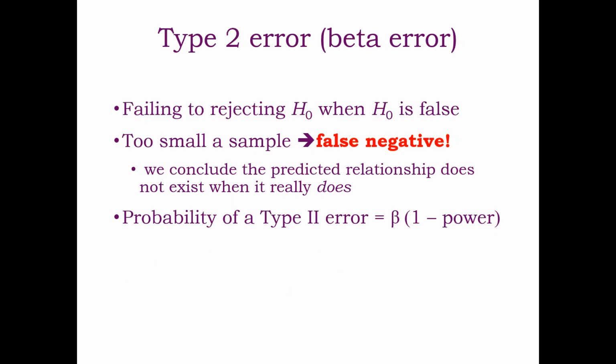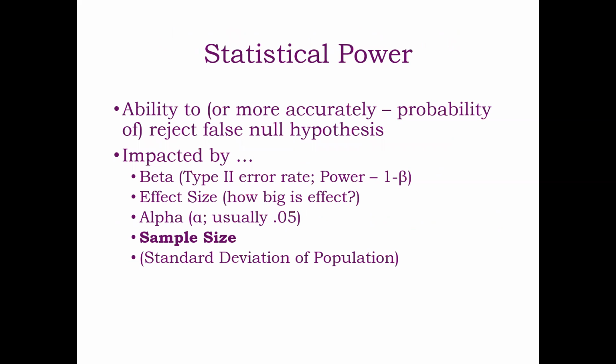Okay, so we also have type 2 error, which is called beta error. This is when you fail to reject a null hypothesis that is actually false. This often results from too small a sample. It's a false negative. We conclude that our predicted relationship does not exist when it really does. The probability of a type 2 error is equal to beta, which is 1 minus power. Now, what's power? Statistical power refers to the probability of rejecting a false null hypothesis. It's influenced by beta, the type 2 error rate. Power equals 1 minus beta.